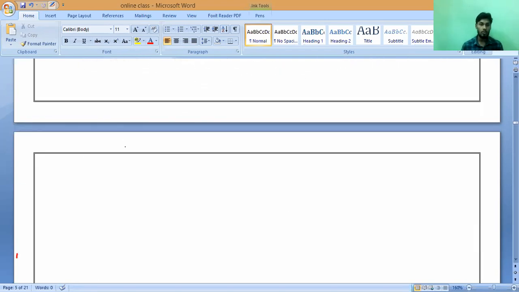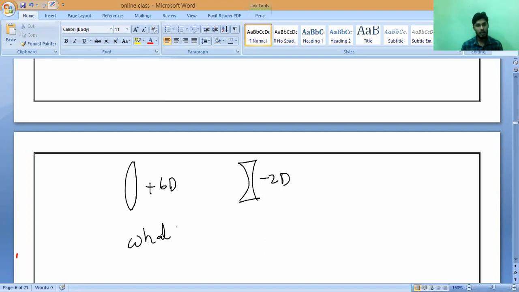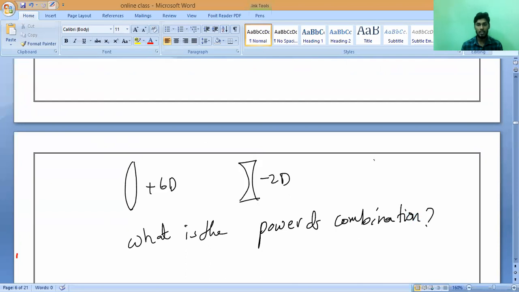Let us consider we have two kinds of lenses. One is a convex lens; let us consider its power is plus 6D. Another is a concave lens; let us consider its power is minus 2D. Now, what is the combination power? I will combine these two lenses like this. All of you observe carefully. This is plus 6D and this is minus 2D.